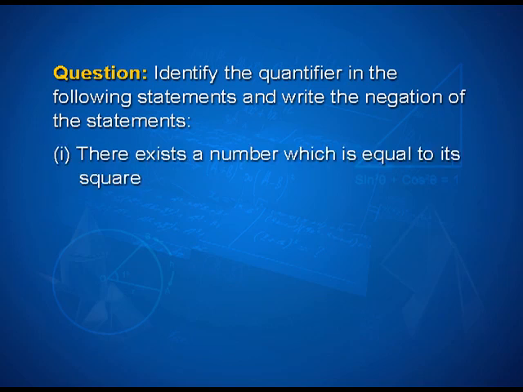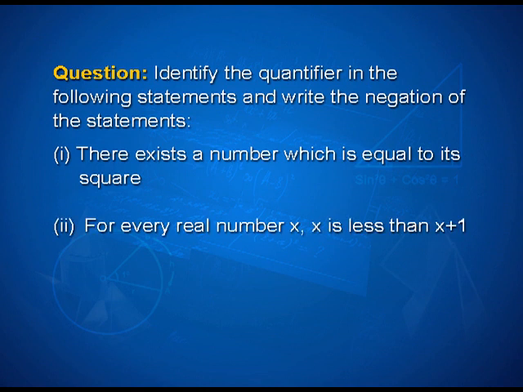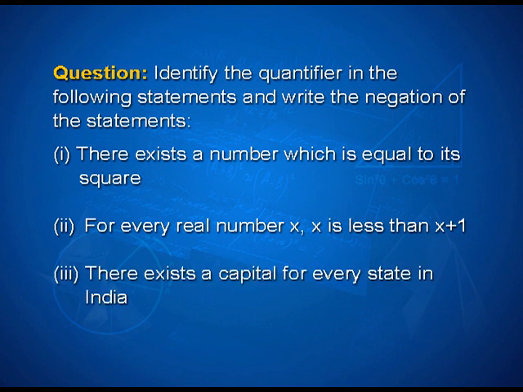First, there exists a number which is equal to its square. Second, for every real number x, x is less than x plus 1. Third, there exists a capital for every state in India. Now, let us look at the solution.